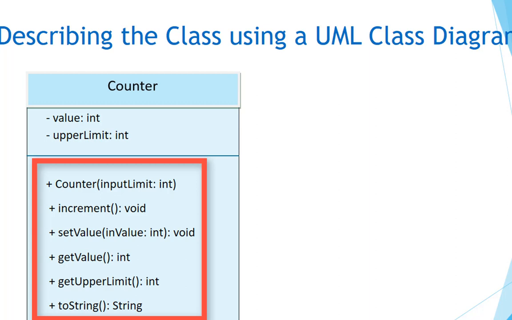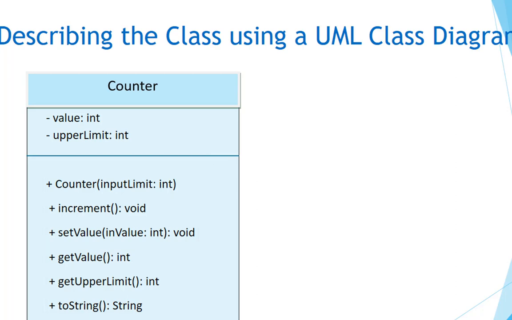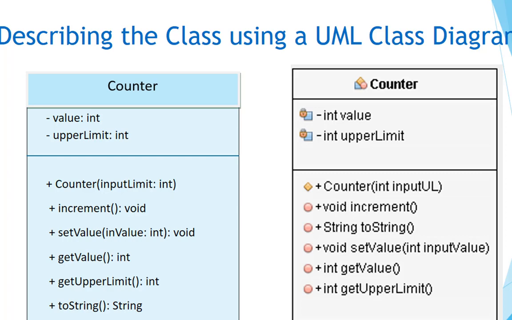Our setValue needs an integer input. It will be a void method. The getValue will return a copy of the value. That will be an int returning value method. We see getUpperLimit returns int, and the toString returns a string. Here is the way this will translate into Java code.